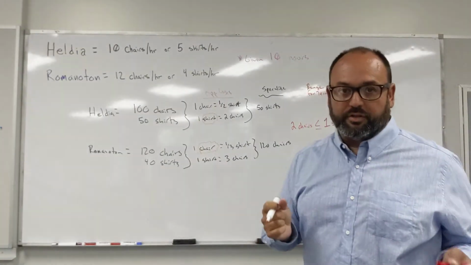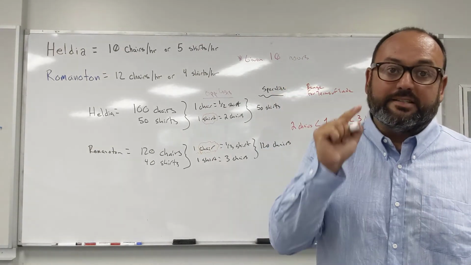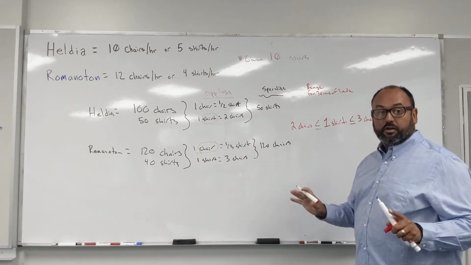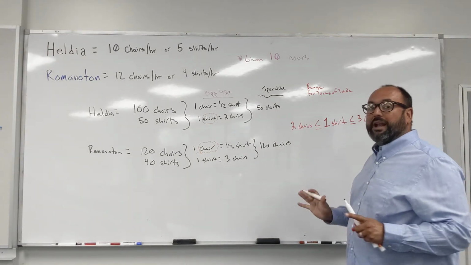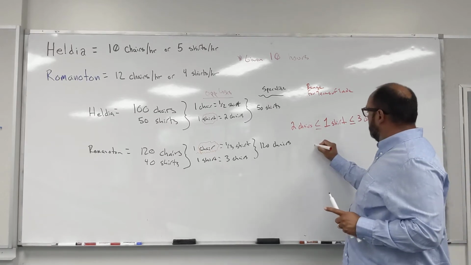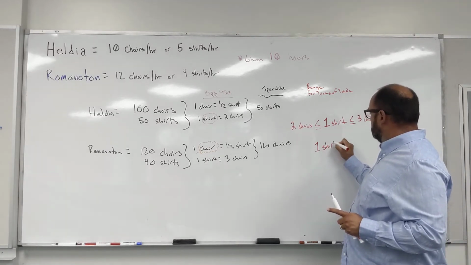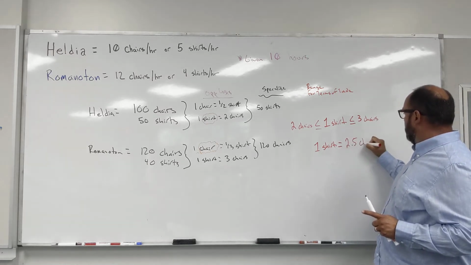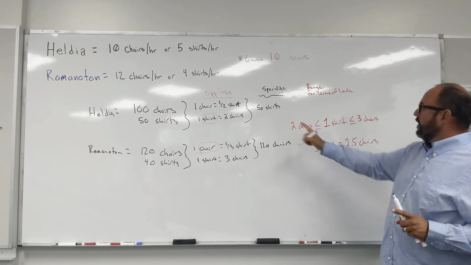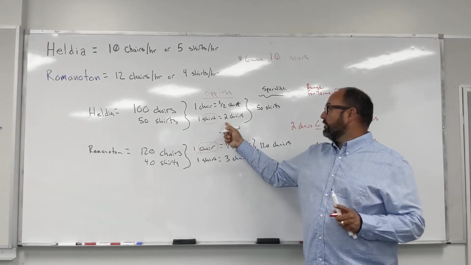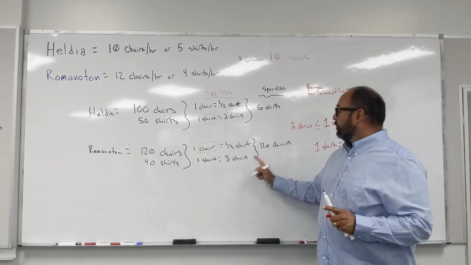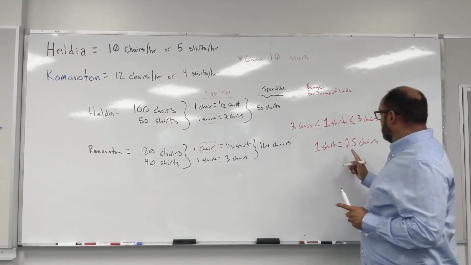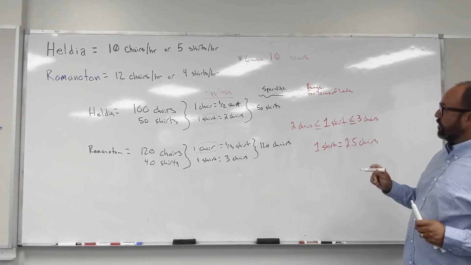2.1, 2 1/4, 2 1/3. That math is going to be a nuisance, so I'm going to keep it real simple. We're going to conclude, and by the way, there are obviously multiple options here, but an acceptable term of trade between these countries is 1 shirt will be exchanged for 2.5 chairs. Will Heldia be making a profit on every shirt they sell? Yes. Will Romanotin be saving money on every shirt they purchase? Yes. Both sides are going to win. This is a mutually beneficial term of trade.